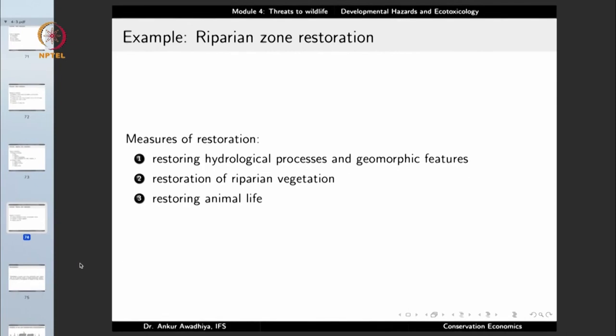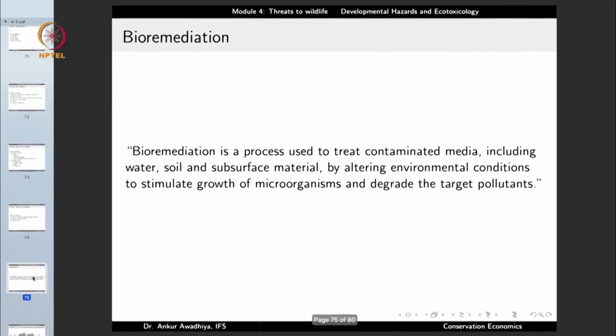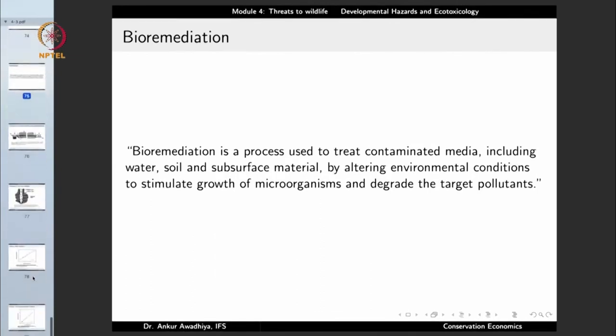Restoring of animal life that was affected because of the degradation. And when we are doing restoration activities these days, bioremediation has come in a big way to aid the restoration activities. Bioremediation is the process that is used to treat contaminated media, including water, soil, and subsurface material, by altering environmental conditions to stimulate the growth of microorganisms and degrade the target pollutants. So what we are saying here is that this is a process used to treat contaminated media.